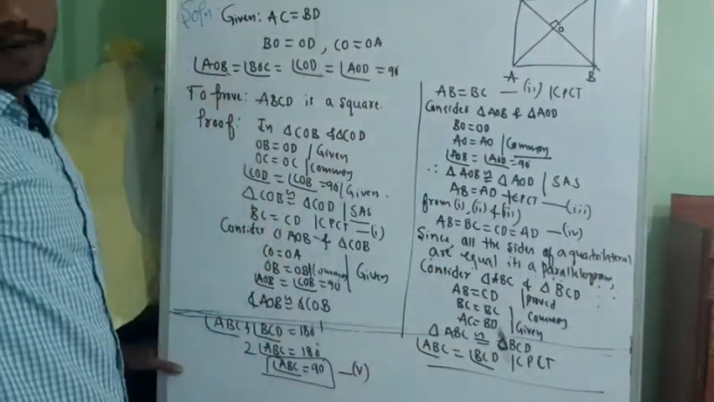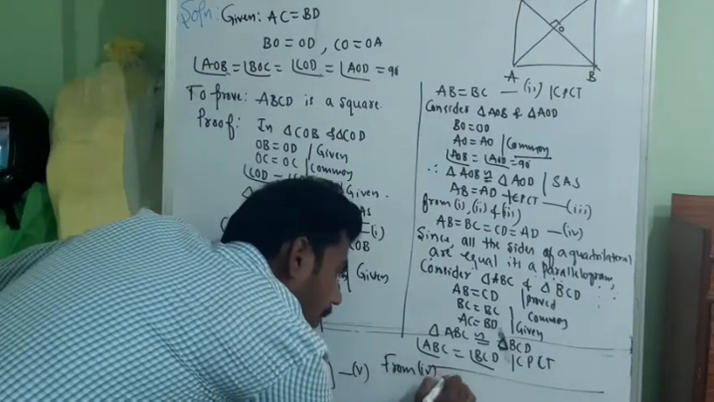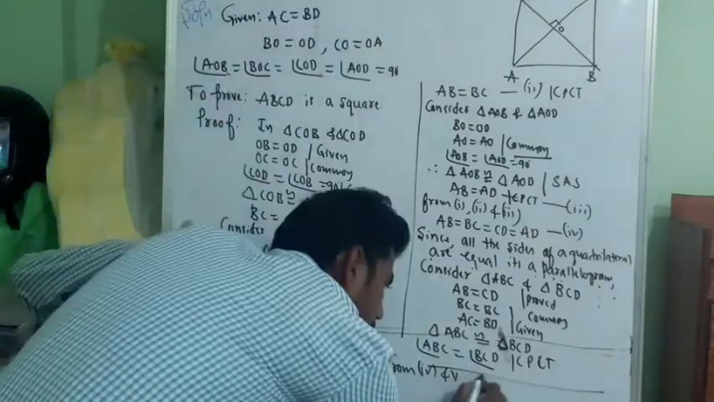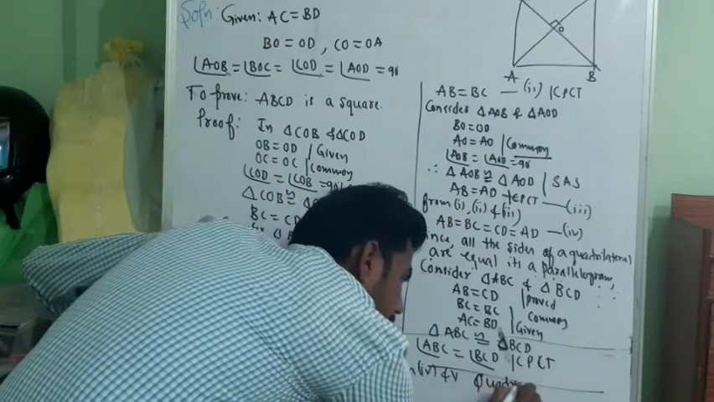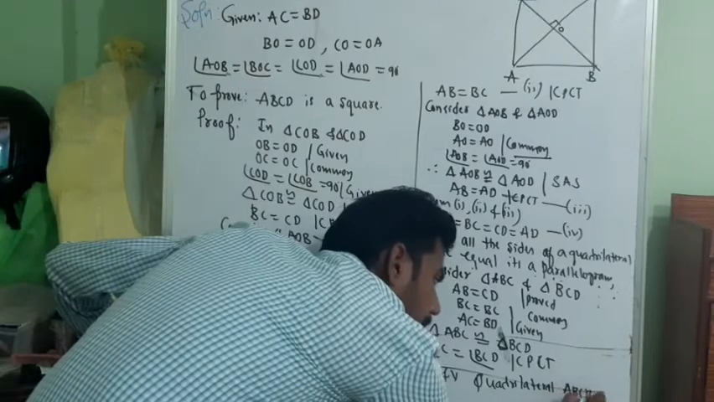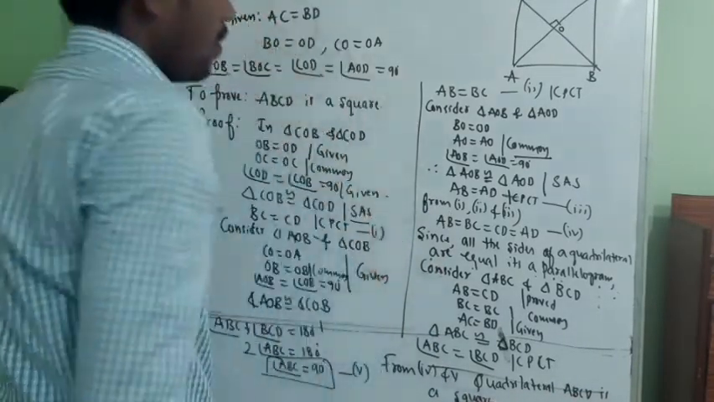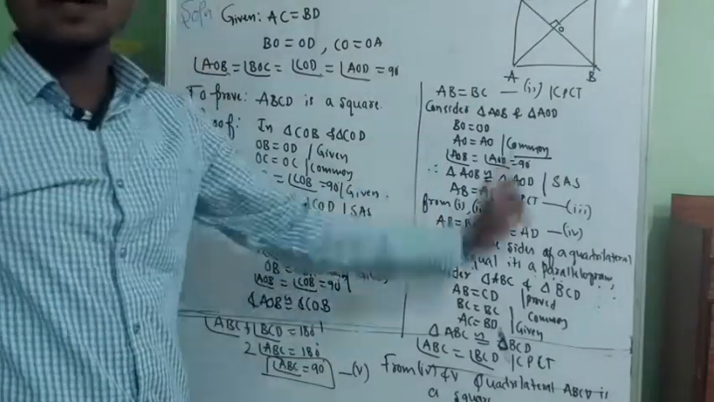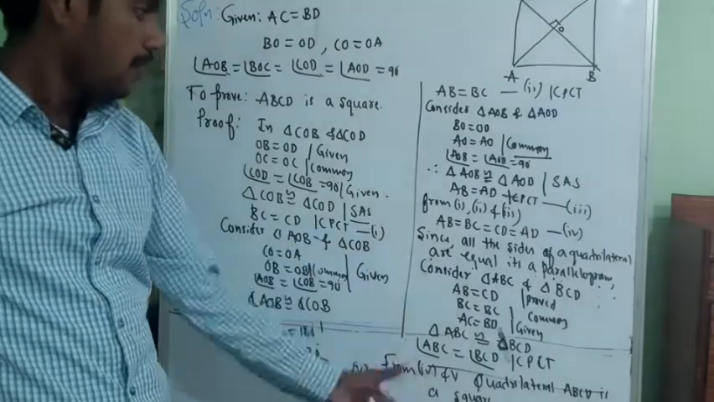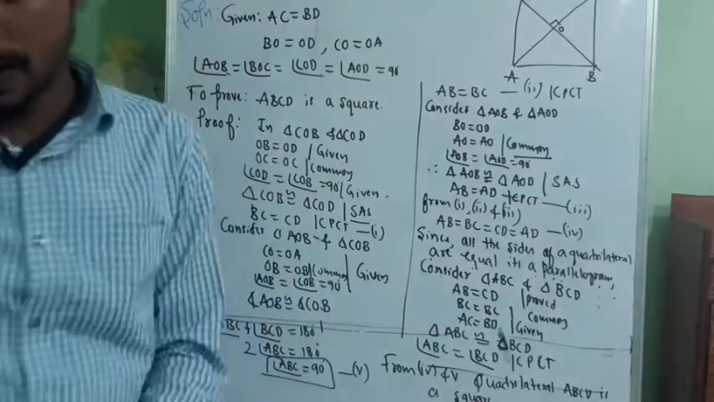From 4 and 5, what can we conclude? Quadrilateral ABCD is a square. Why? Because all the sides of the quadrilateral are equal, and we showed one of the angles is equal to 90 degrees. That is, from 4 and 5, the quadrilateral ABCD is a square. Please note that down.